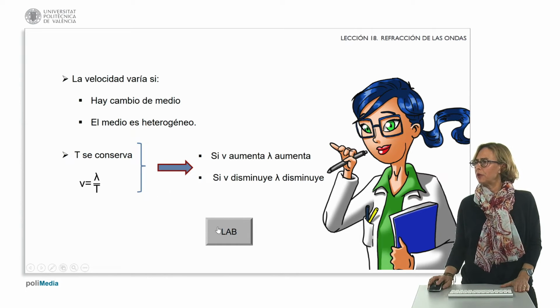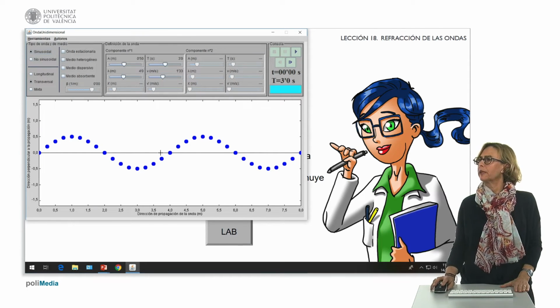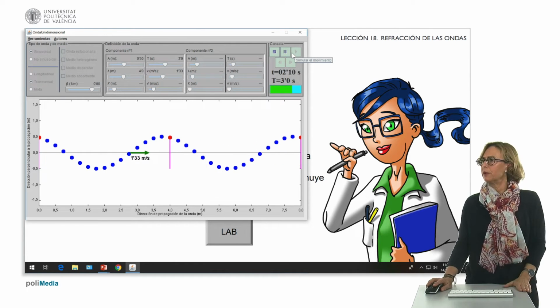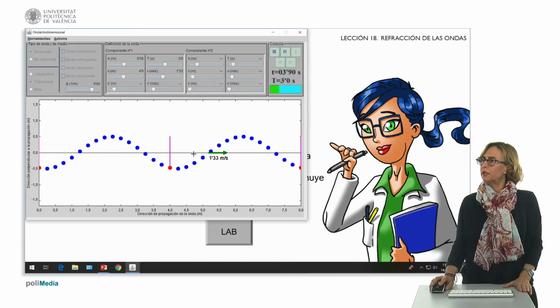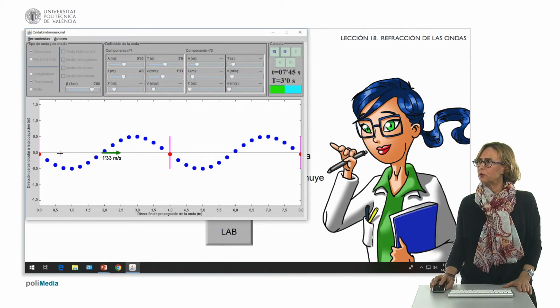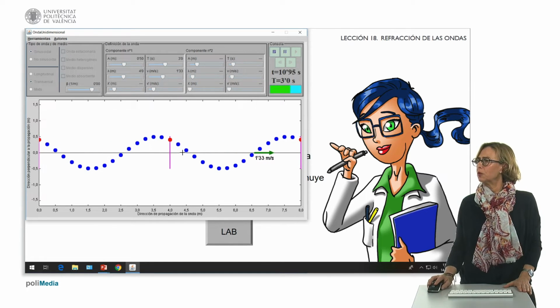Well, let's see a simulation. Let's watch a video where we are going to show what we have discussed, and so it will be clearer. We are going to mark 3 points that are in the same state of vibration. If we have a wave that propagates in a medium where there is only one speed, the speed is 1.33 meters per second. The wavelength is the distance between the two red points, and therefore we have only one wavelength.